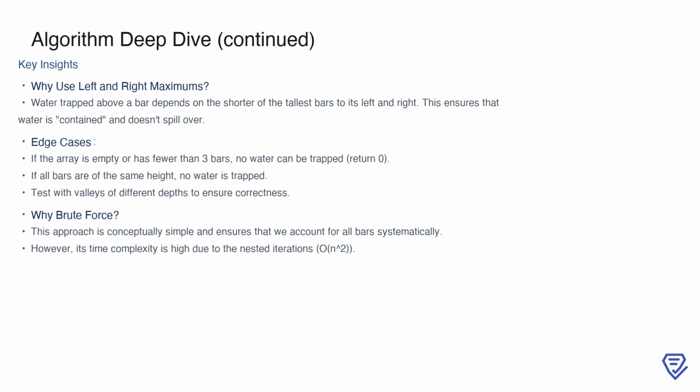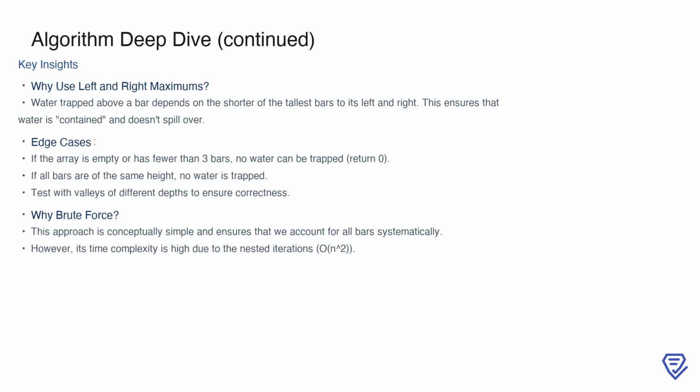The key to understanding this approach lies in the role of left_max and right_max. Water trapped at a bar depends on the shorter of the tallest bars on its left and right. This ensures that water is contained within the boundaries set by these two heights.